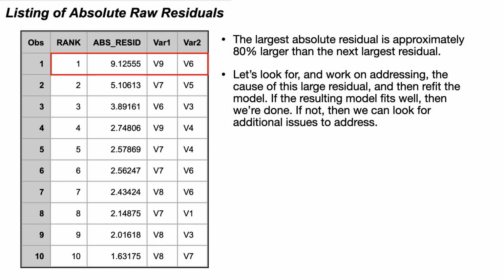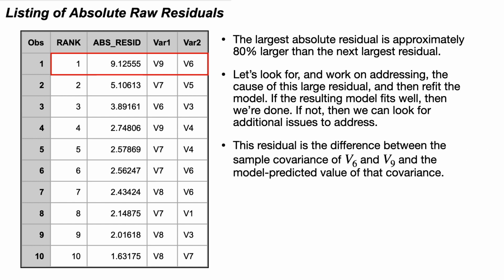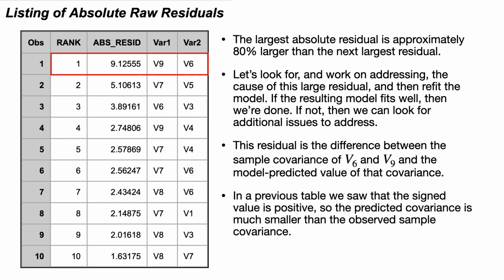If the resulting model fits well, then we're done. If not, then we can always look for additional issues to address. This residual is the difference between the sample covariance of V6 and V9 and the model predicted value of that covariance. In a previous table, we saw that the signed value of this residual is positive. And so this tells us that the predicted covariance is much smaller than the observed sample covariance.